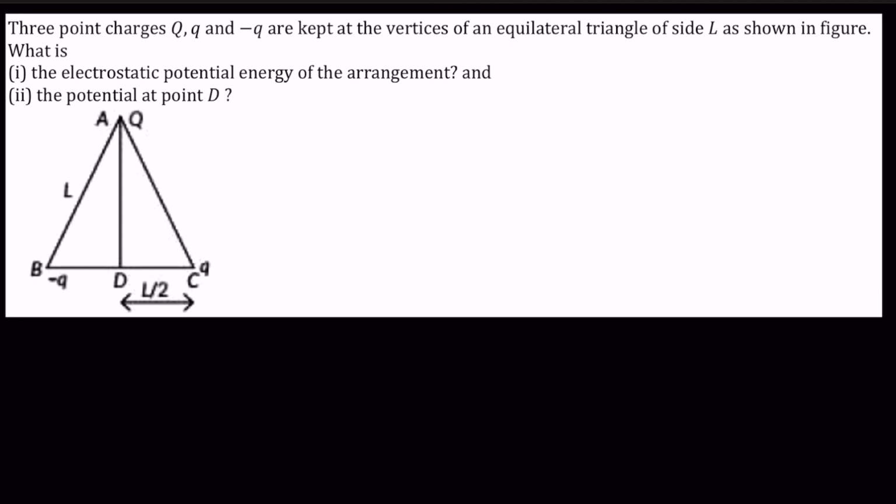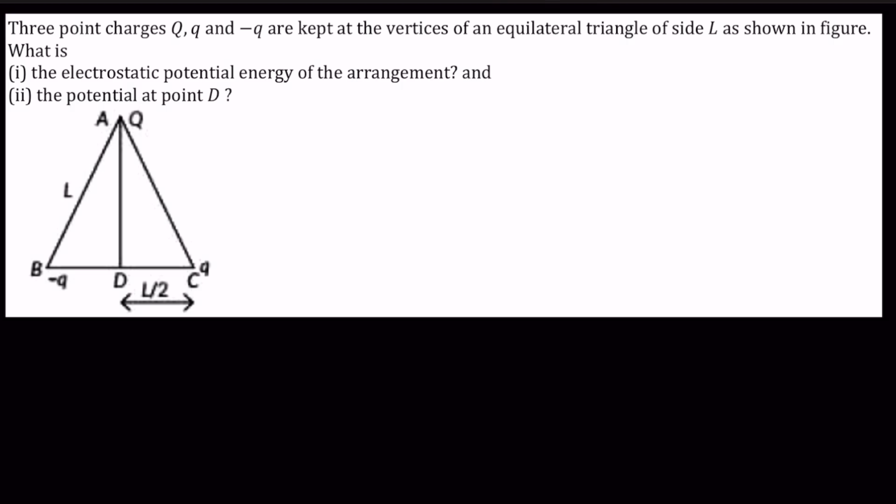In this question, 3-point charges capital Q, small q and minus small q are kept at the vertices of an equilateral triangle of side L as shown in the figure. We have to find the electric potential energy of the arrangement and the potential at point D. So let's understand the first part of the question.